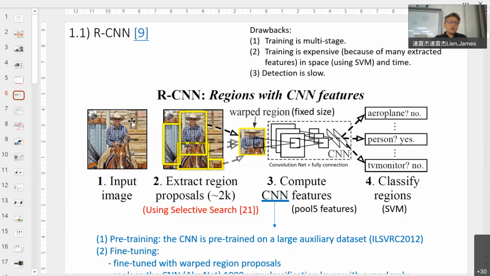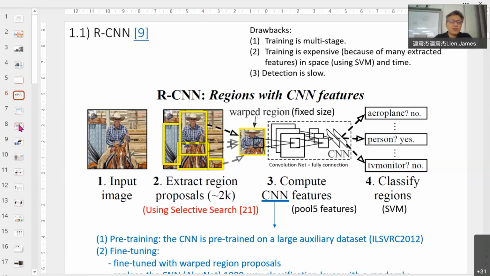So here you input the entire raw data. You have different kinds of objects: a person, a face, a horse. Here they use a traditional computer vision method called selective search to detect the foreground and background. Detection only has two classes, foreground and background. Then classification is based on the foreground: you try to classify which class it belongs to.